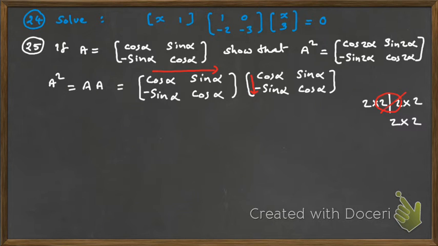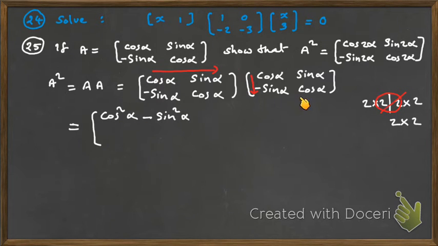So let's multiply. I have marked the first row and the first column so that you won't forget the way you multiply. The first row goes with the first column, then first row goes with the second column. Then we repeat the same thing with the second row. So when I multiply, first row goes with the first column. Cos alpha into cos alpha, cos square alpha, plus sin alpha into minus sin alpha, minus sin square alpha. So that's my first row, first column element.